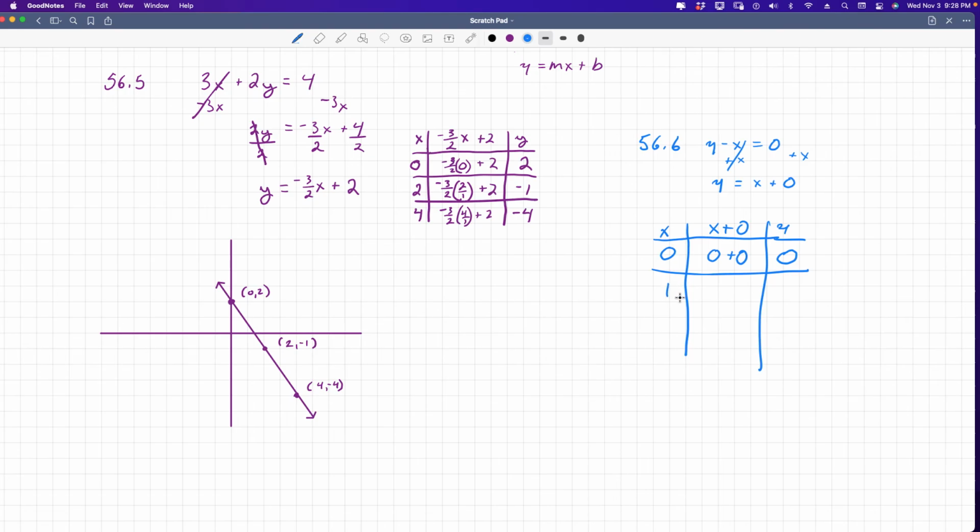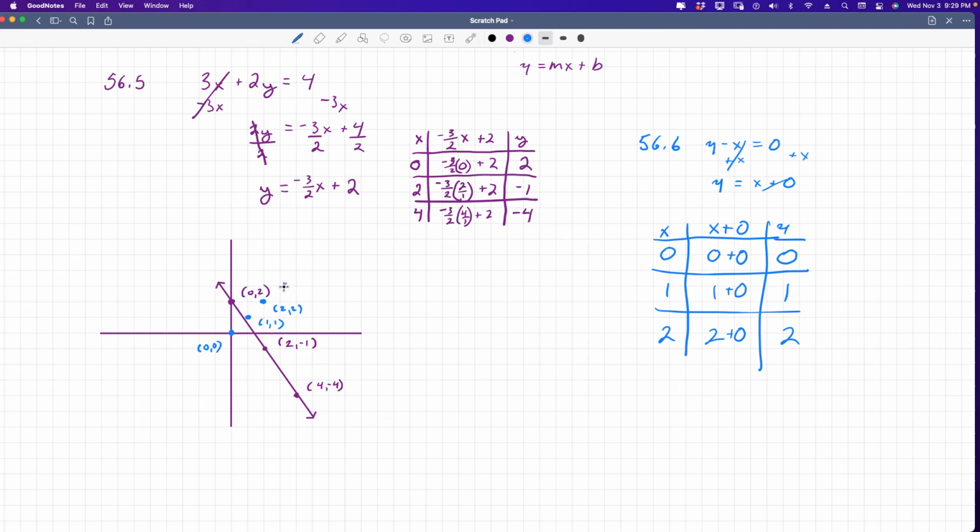Our next point is 1. 1 plus 0 is 1. If our next point is 2, then 2 plus 0 is 2. So basically, y equals x, because this goes away, right? Plus 0 means nothing. So y equals x. So whatever the x is what the y is. So that means that 0, 0 is our first point. 1, 1 is our second point, right? 2, 2 is our third point.